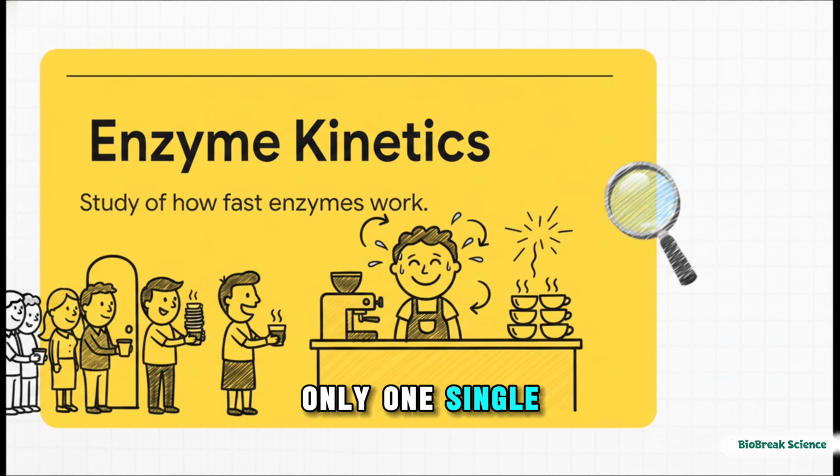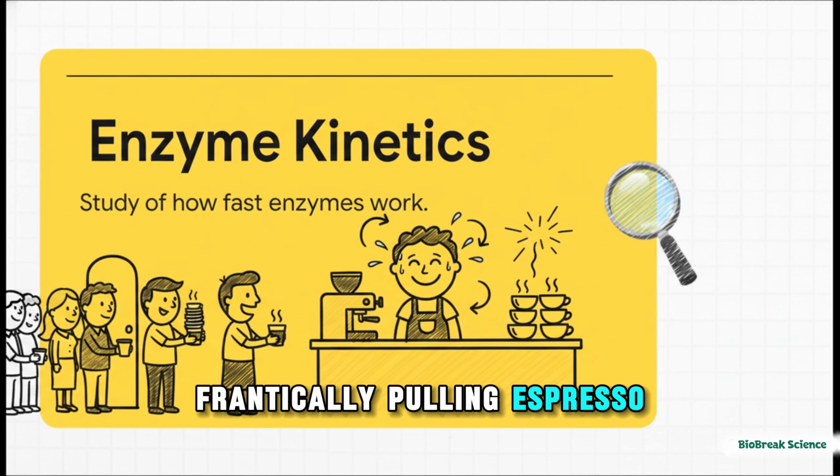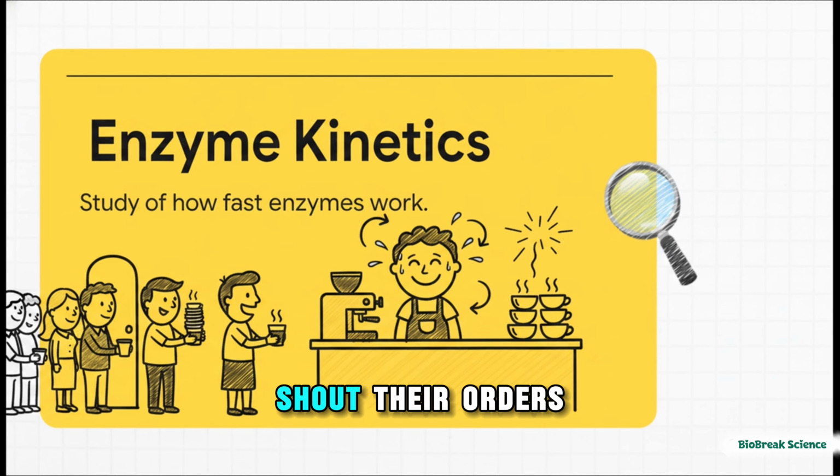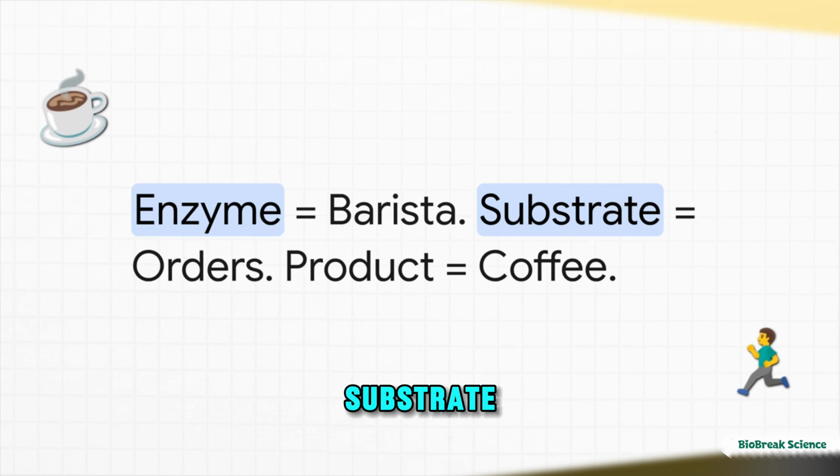Now, if there's only one single customer walking into the shop, our barista handles it easily, right? But imagine it's 8 a.m. on a Tuesday. The morning rush hits. As more and more customers pile in, the coffee orders, the substrates, start piling up too. The barista gets busier and busier, frantically pulling espresso shots and steaming milk, until at some point, they are working at their absolute maximum speed. They physically cannot go any faster, no matter how many more frustrated customers shout their orders at them. That physical speed limit is exactly how enzymes operate in your cells when they get totally flooded with substrate.